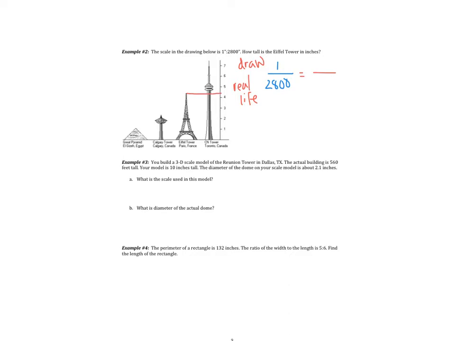And if I look across, it's about 4.5 inches. Because the 1 corresponds to the drawing height, I have to put the 4.5 in the corresponding spot, so that would be in the numerator. My X value is the unknown. It's the height of the Eiffel Tower in real life. So now I'm going to find cross products, cross multiplication. 1 times X is X. 4.5 times 2,800 gives me 12,600.